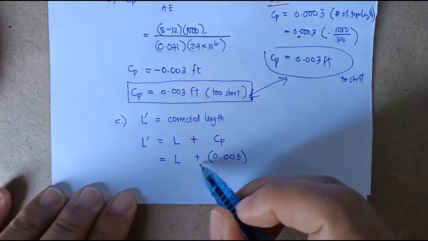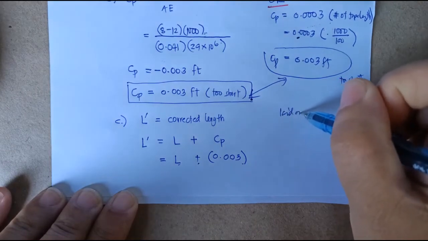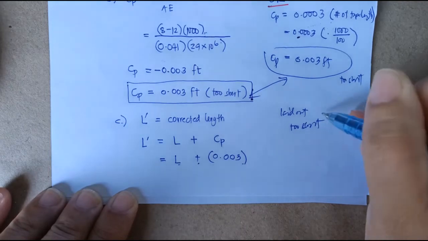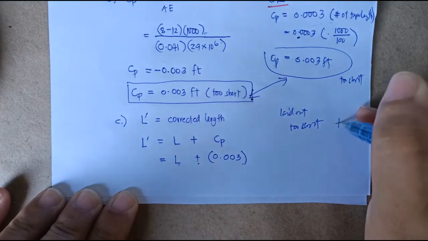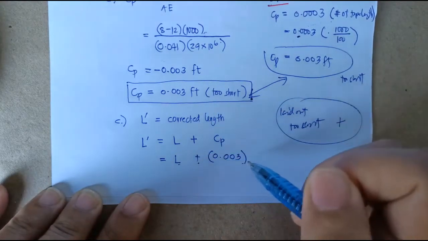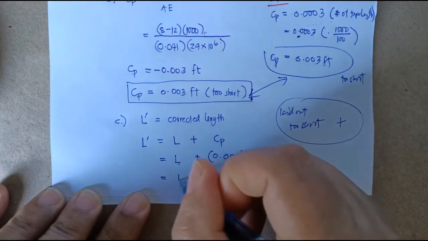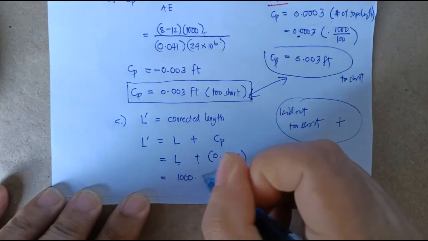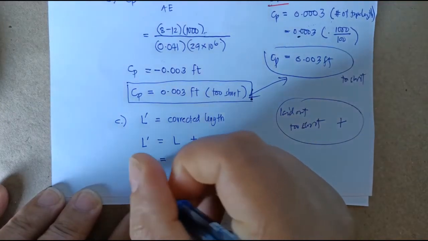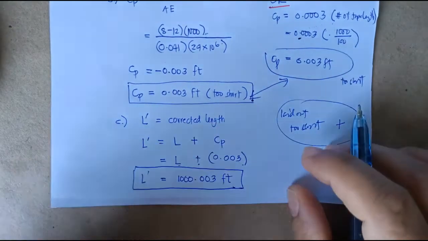Why is it plus? Plus because the tape is used for laid out and it is too short. So if it's too short and then layout goes on, you have to add the correction, so that's why it's plus. So you have 1000 plus 0.003, it will give you a value of 1000.003 feet. So this is the corrected length of the laid out distance.